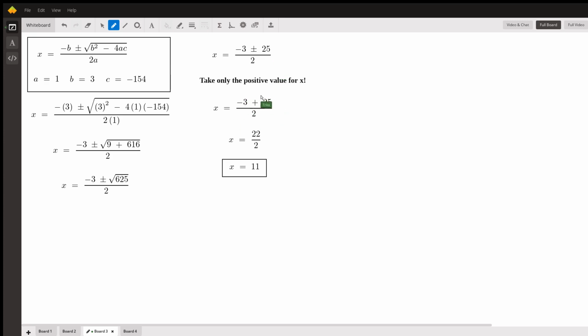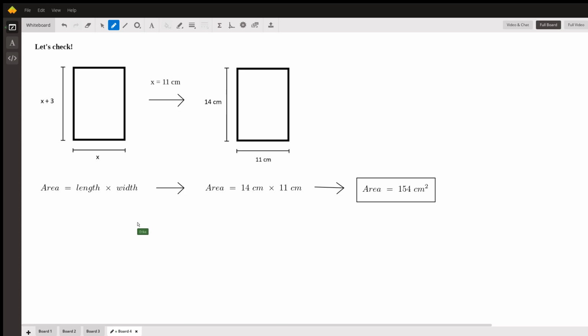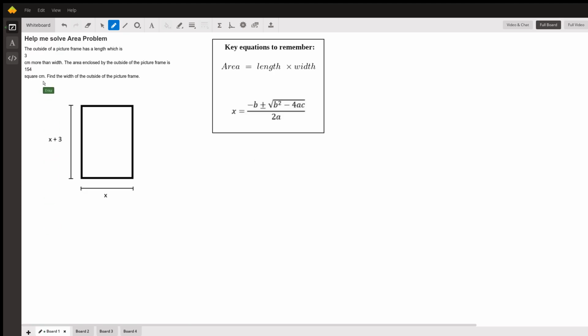So I'm going to continue to simplify this all out, and when I do, I'm left with x equals 11, and so that is our width value. And if we plug that back into our original picture, we will find that the width equals 11 and length equals 14 centimeters. And when we plug those all into our area formula, we get area equals 154 centimeters squared, which was our original area given here.